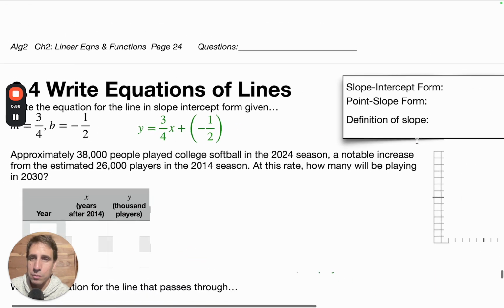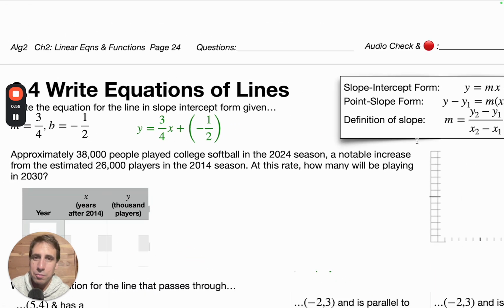Next. Approximately 38,000 people played college softball in the 2024 season, a notable increase from the estimated 26,000 players in the 2014 season. At this rate, how many will be playing in 2030? Now here comes the power of math. It's all in prediction, really. If you assume that things are going at a steady rate, we can use slope to figure out the future, really.